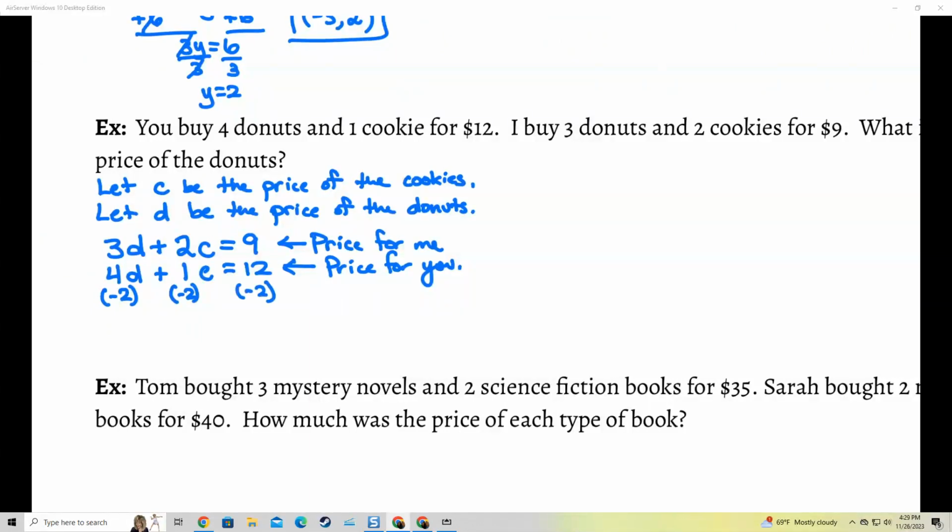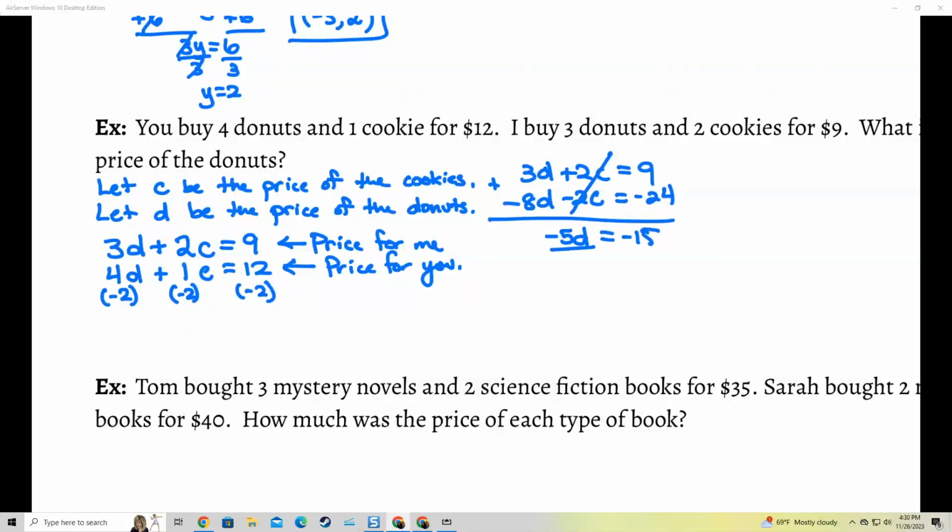All right, what are my new formulas? My new formula in the top is still going to say 3 donuts plus 2 cookies equals $9. When I multiply the bottom by -2, though, it's going to say -8 donuts plus -2 cookies. I know that's a really weird statement, but that's not what I'm worried about. I'm worried about the math behind it right now. Is equal to -$24. We're going to go ahead and add these up. When I add them up, 3D plus -8D, that's going to be -5D. These are going to cancel. It's going to equal -15. Divide both sides by -5.